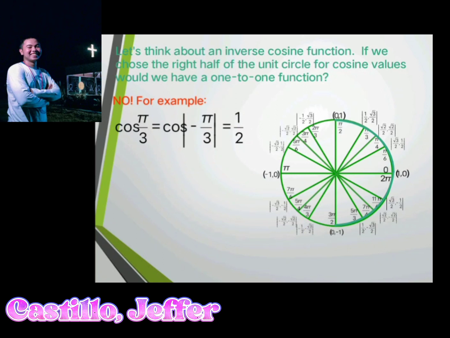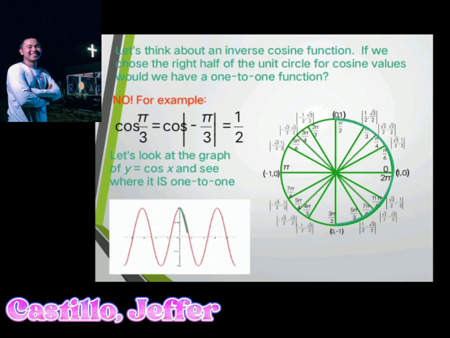We have here our circle of data. So let's look at the graph of y equals cosine x and see where it is one-to-one. Okay, I'm going to have here the figure, which we can see goes down to the pi.